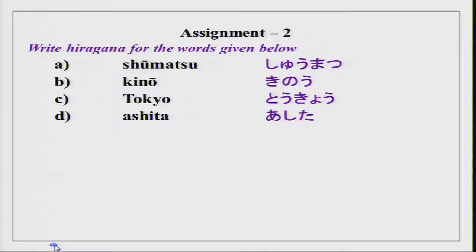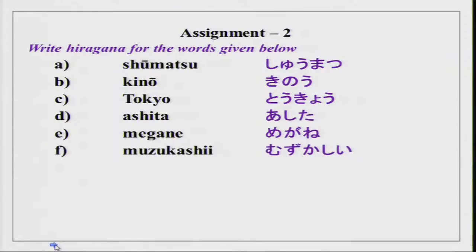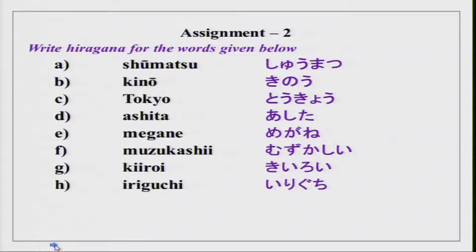Ashita, megane, muzukashii, kiiroi, iriguchi, tsumaranai. So you have all these words over here. You have the hiragana as well. You can practice writing the hiragana.